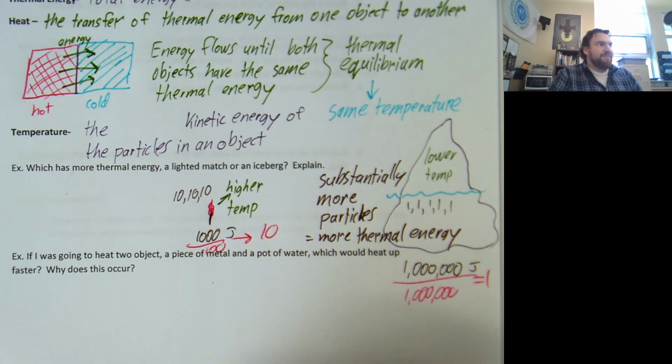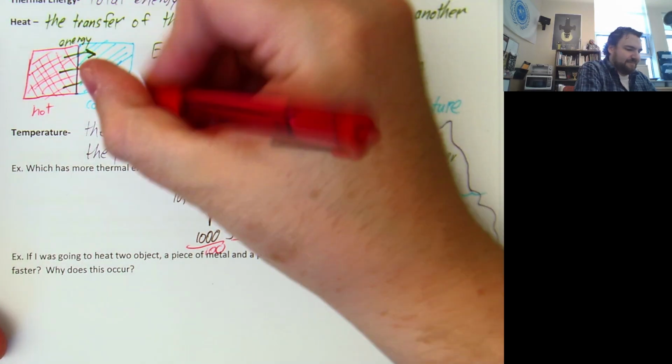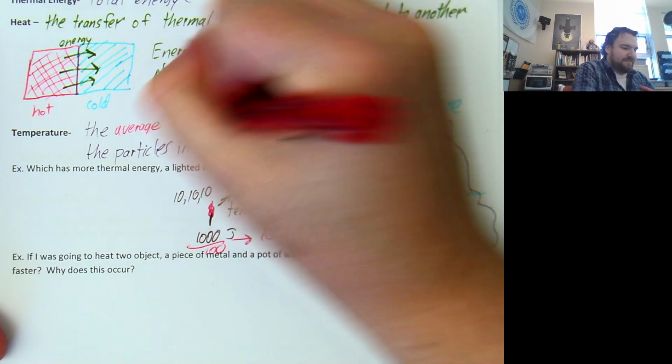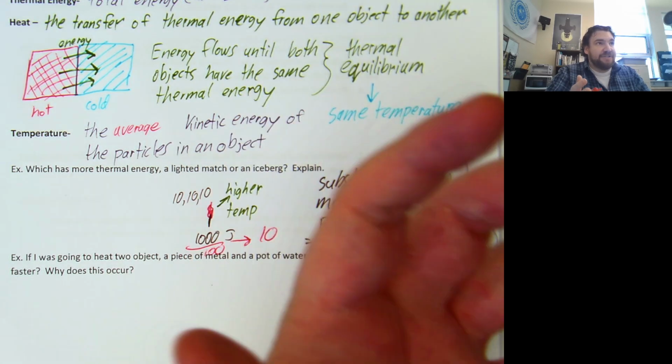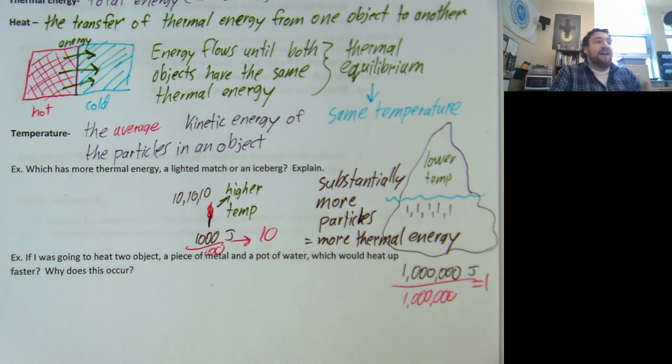By dividing by the number of particles, what mathematical operation have I just done? I found the average. The temperature is defined to be the average kinetic energy of all the particles in an object. And so that's why you can have smaller objects that have massively higher temperatures than objects that have much larger thermal energies available to them.